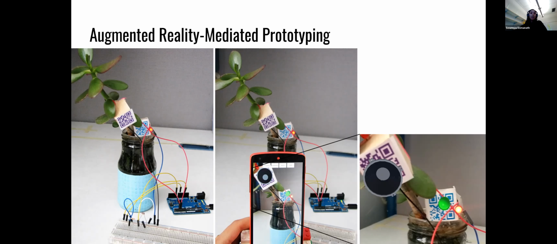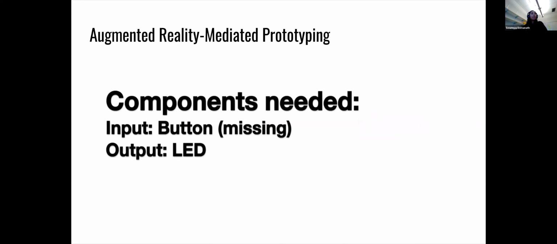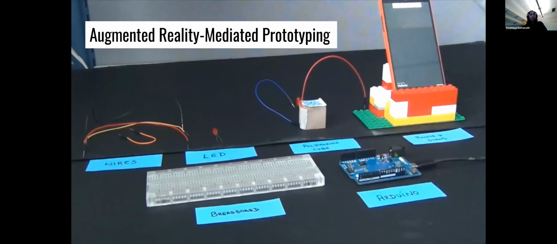So I'll show you an example of this first and then get into the details. Let's say you want to build a simple lamp and you need a button and an LED for it, but you don't have a button.